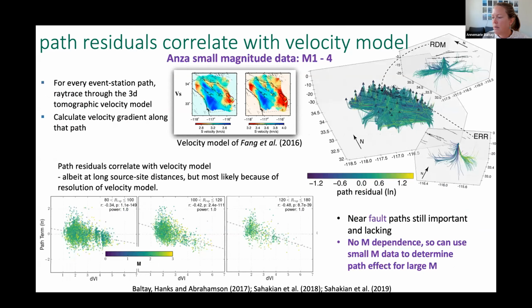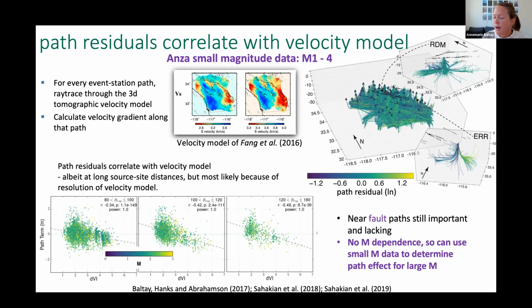For every event station path, she ray traced through the 3D velocity model, just what Norm was talking about. On the right is that 3D representation of what those paths actually look like when you ray trace through them, and they're colored by the observed ground motion path residual. And on the bottom is the correlation of the actual path residual on the y-axis, the observed ground motion path residual, and on the x-axis the gradient of the velocity model along those ray traced paths. So you can see there's a correlation there. When you have a larger gradient of velocity, you decrease the path terms.